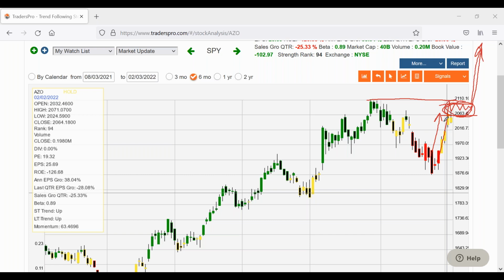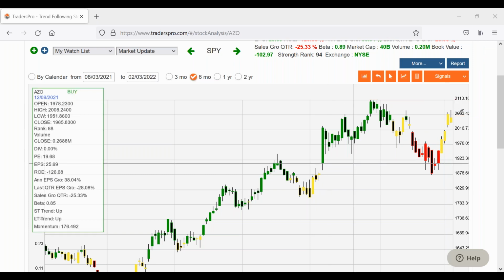But so my thought process when I see a pattern like this, though, is: do I want to buy it and then sit on it as it moves sideways through here?